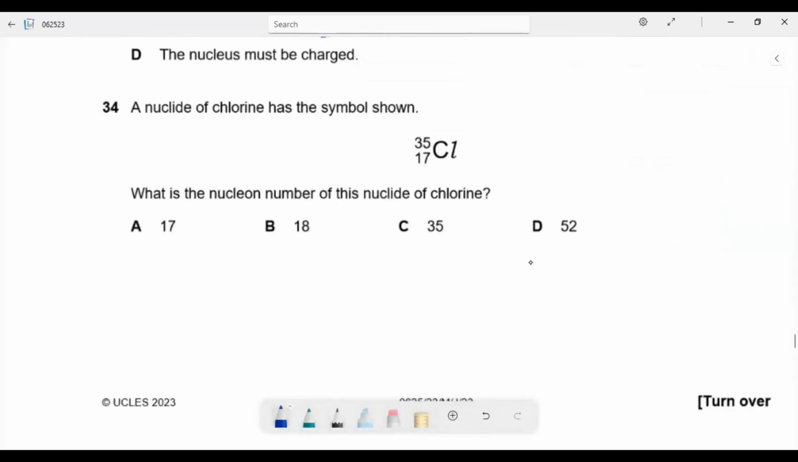A nuclide of chlorine has the symbol as shown. That is chlorine 35, 17. This 35 is the mass number and this 17 is the atomic number. Which is the nucleon number of this nuclide of chlorine? The mass number is the nucleon number, that is 35.